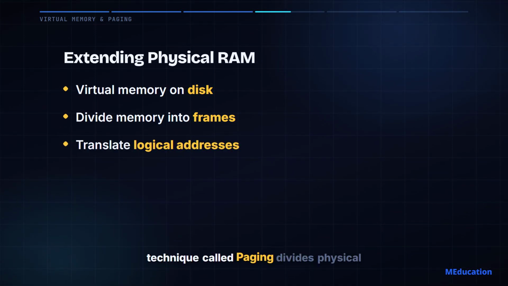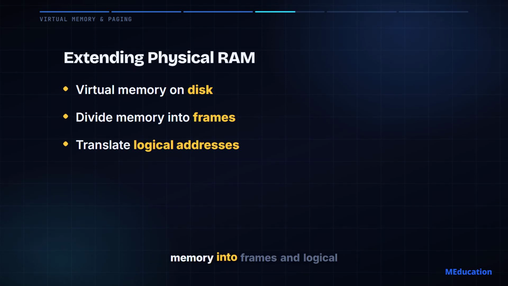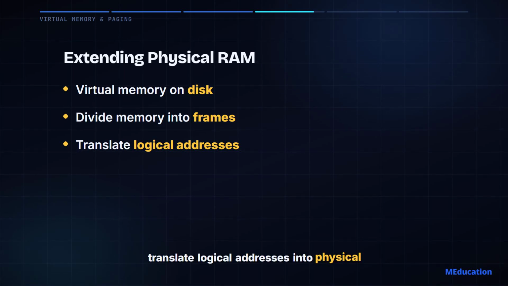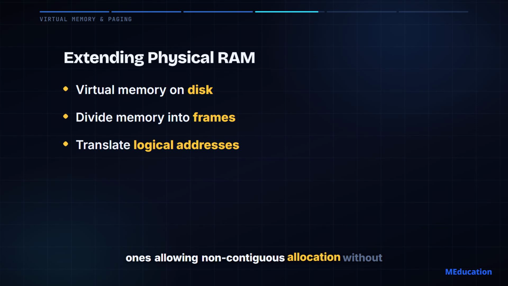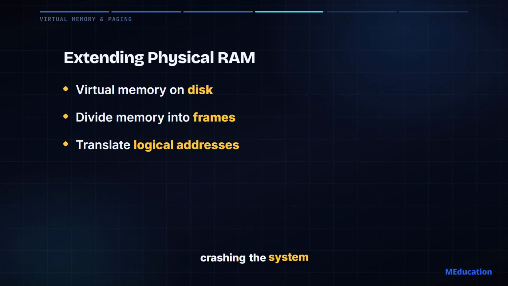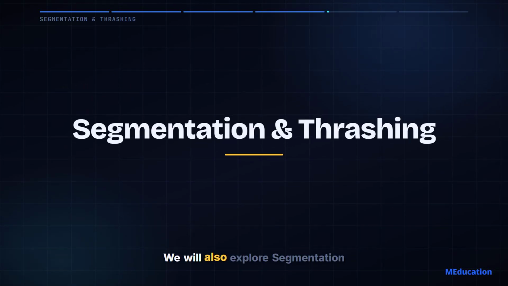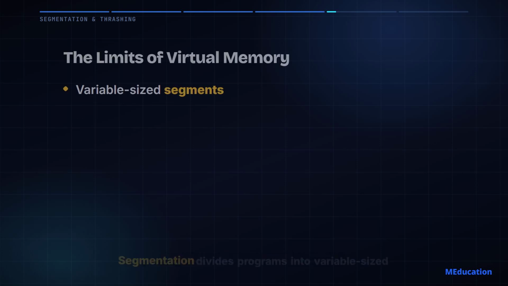You will learn how a technique called paging divides physical memory into frames and logical memory into pages. You will calculate page sizes and use page tables to translate logical addresses into physical ones, allowing non-contiguous allocation without crashing the system. We will also explore segmentation, an alternative memory technique.